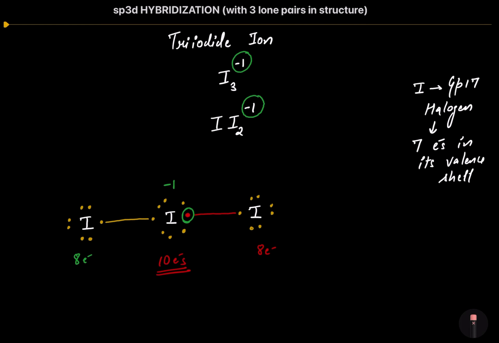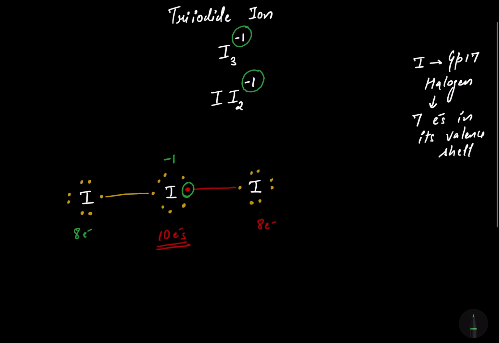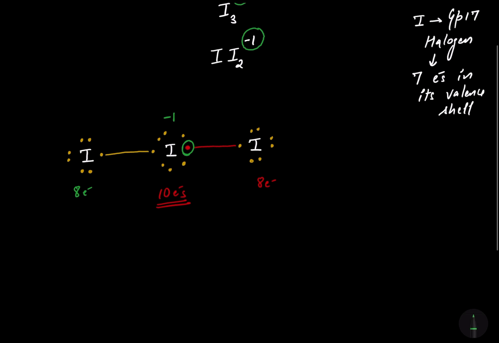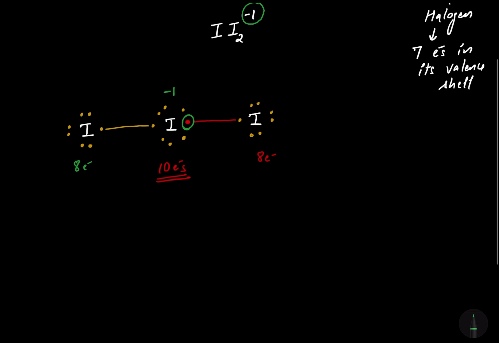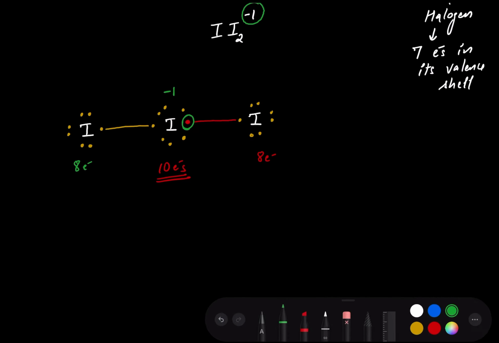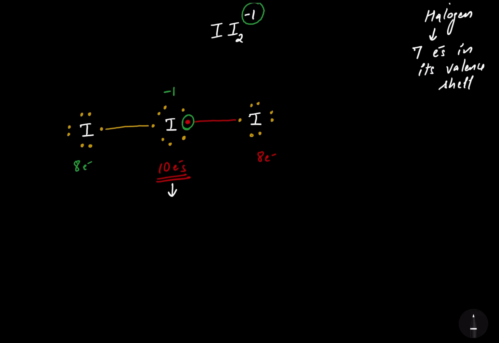Now let's talk about the hybridization. For hybridization, we have to pick the middle iodine because it will act as central atom. So here this iodine, who is having 10 electrons, will be taken to be the central atom because it is forming maximum number of bonds, that is 2 bonds in the main structure.